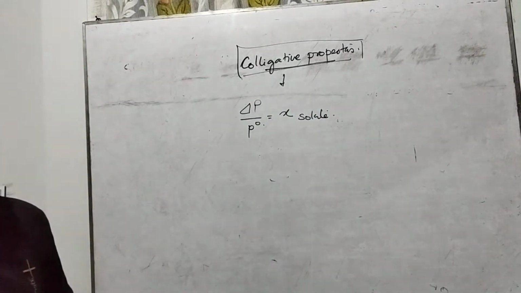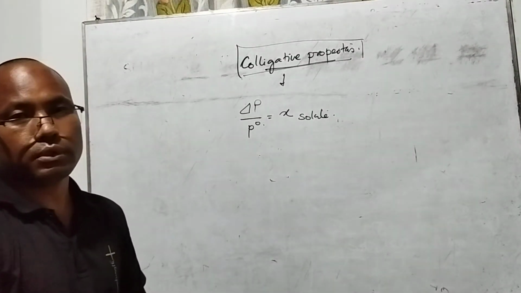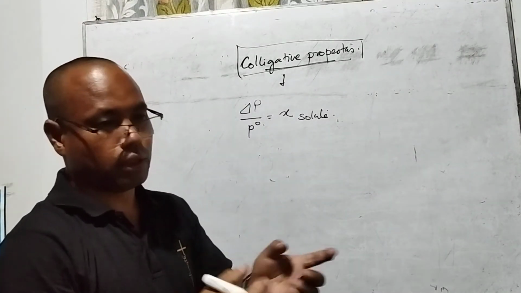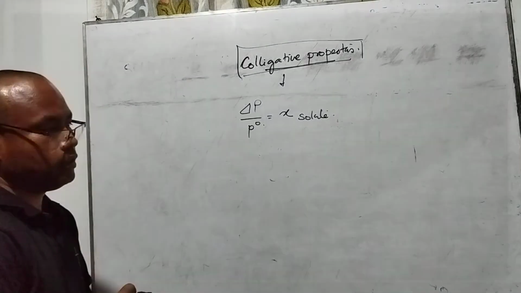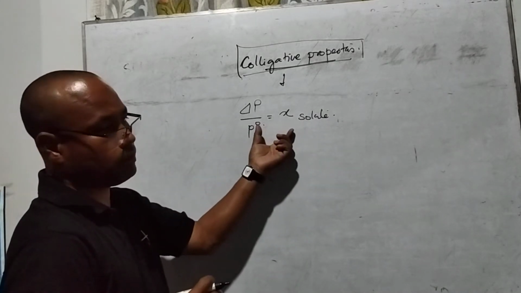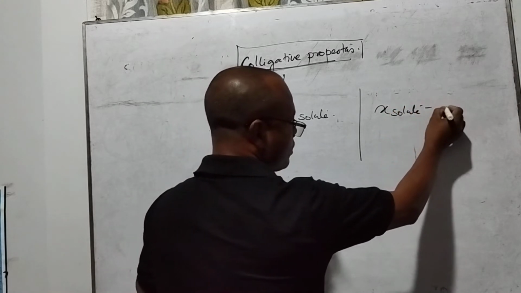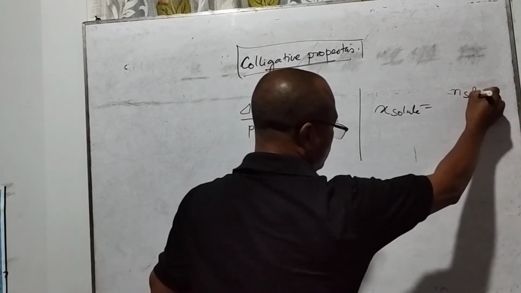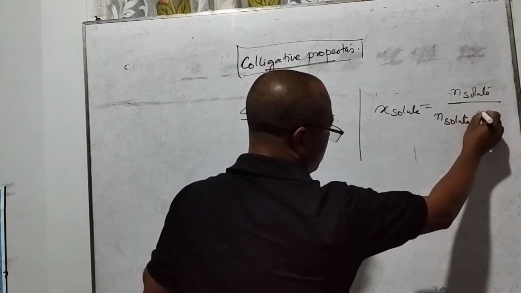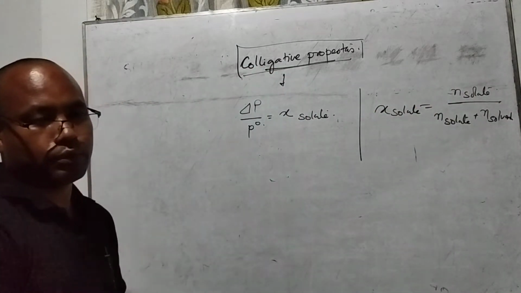Remember, when we calculate the mole fraction of the solute, suppose the solution is a binary mixture containing two components, one a solute and another a solvent. When we have a two-component mixture, how do we calculate the mole fraction of the solute? The mole fraction of the solute is equal to the number of moles of the solute divided by the number of moles of the solute plus the number of moles of the solvent.